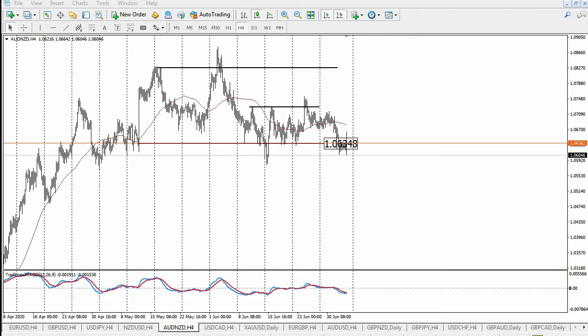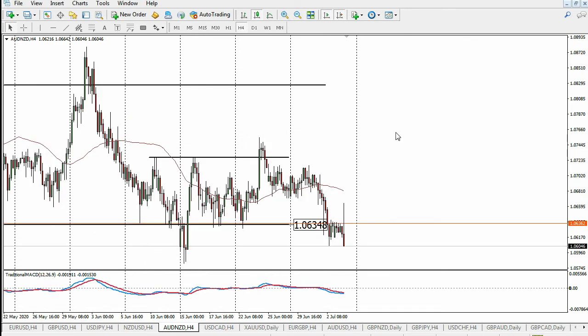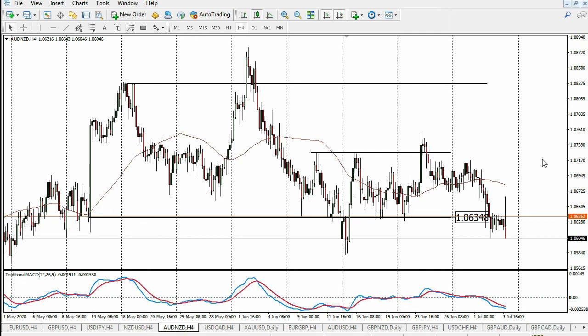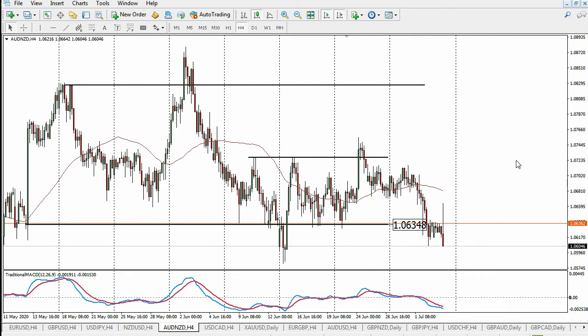So what is my view about the Aussie New Zealand? I'm still looking for a long position for a longer time. So take long positions, avoid short positions. This is my overall analysis about the Aussie New Zealand. So now let's jump to another chart.